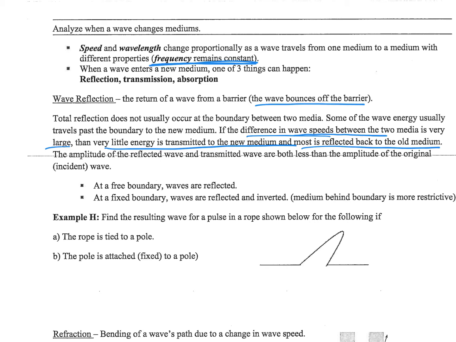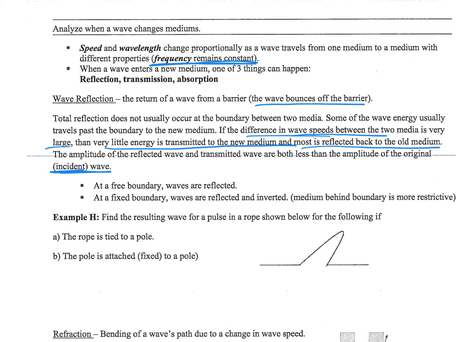The amplitude of the reflected wave and the transmitted wave are both less than the amplitude of the original. The original wave, by the way, is called the incident wave. So what's coming in, or going out, is incident, and what's coming back is reflected, all right?